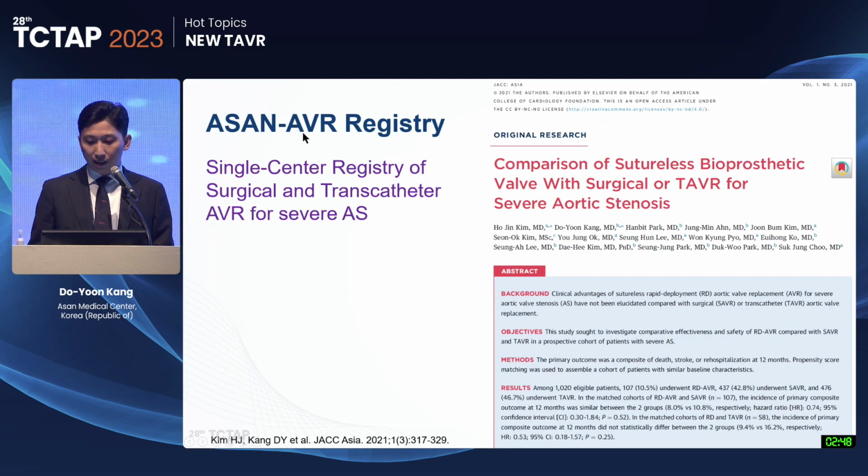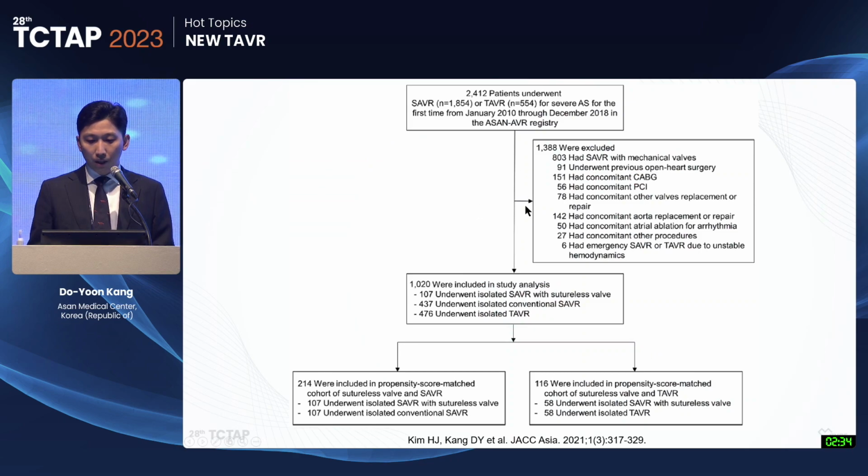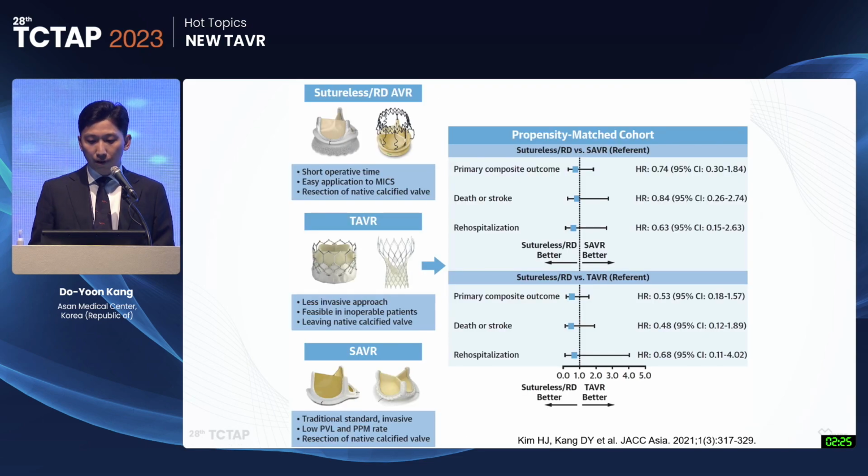The last is the ASAN AVR registry, where we gathered all patients in our center with surgical AVR and transcatheter AVR, and now we are making a firmer database. And our surgeon, Ho-Jin Kim, published a paper comparing sutureless, rapid-deployment AVR to TAVR and conventional AVR, and they showed similar clinical outcome.